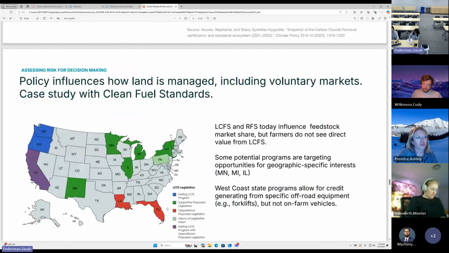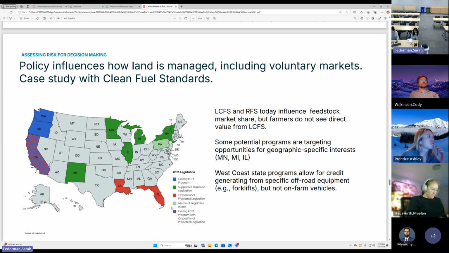And then, of course, policy plays an enormous influence on who is doing what and why, and what sorts of practices are going to be incentivized and who is going to get payment for what. So this is an example of clean fuels credits or low carbon fuel standard credits. Is anyone familiar with these? So this is another voluntary market where you can buy low carbon fuel credits. You can get great tax credits for them too.